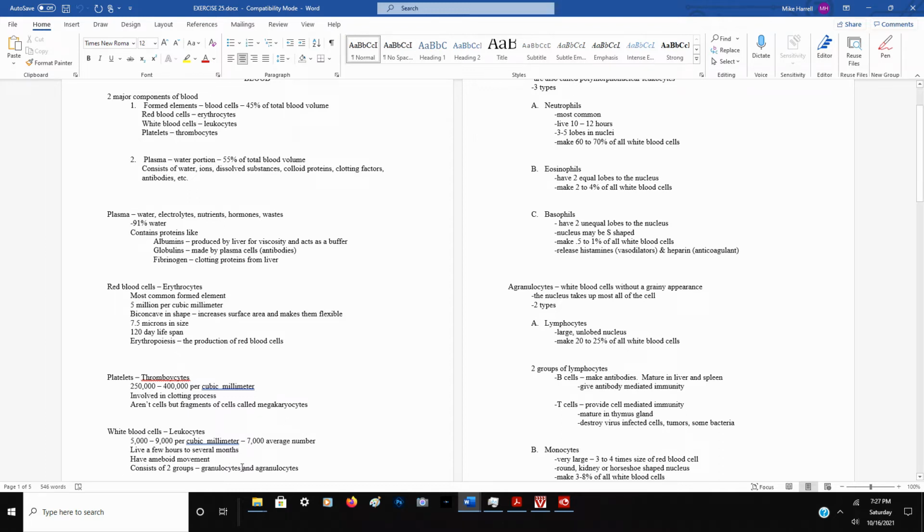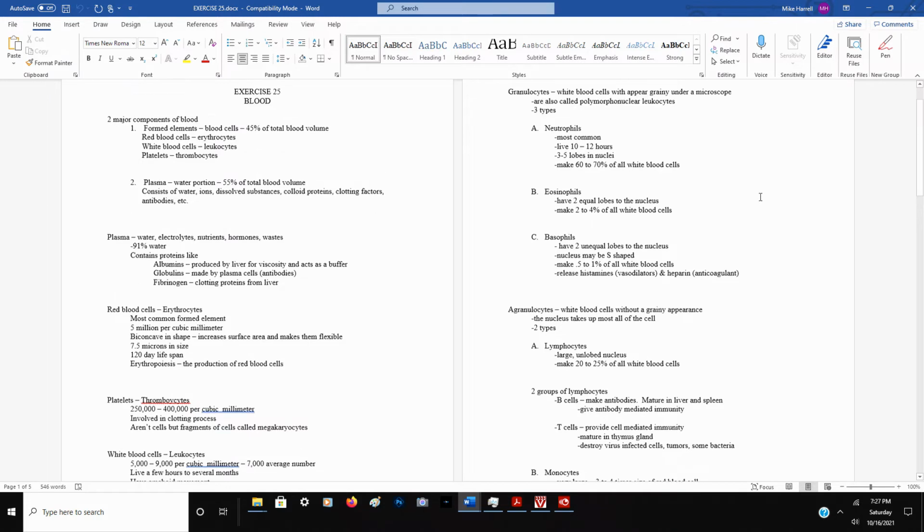Now, there's two big categories of white blood cells. There are 3 grainy granulocytes, 2 non-grainy agranulocytes. So when they talk about granulocytes, 3 of the white blood cells, if you magnify them and stain them good enough, you can see little specks and grains, little cytoplasmic inclusions all throughout them. There's 2 agranulocyte white blood cells that don't have all those little specks and grains. So that's how they've been put in these 2 categories.